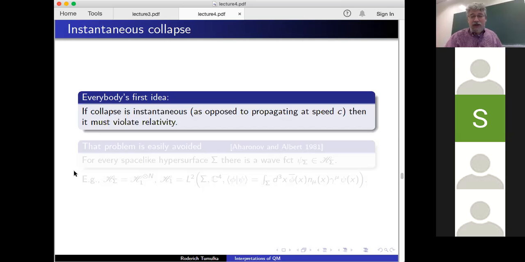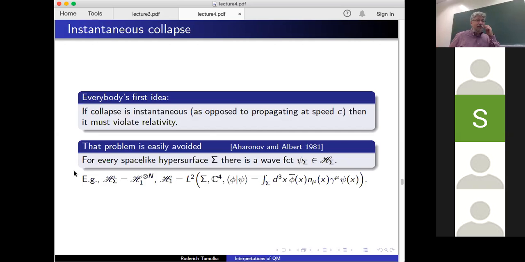That's what you think at first. But that's actually not correct. This problem can be avoided. And I guess Aharonov and Albert in 1981 were the first people to explain how that would work.